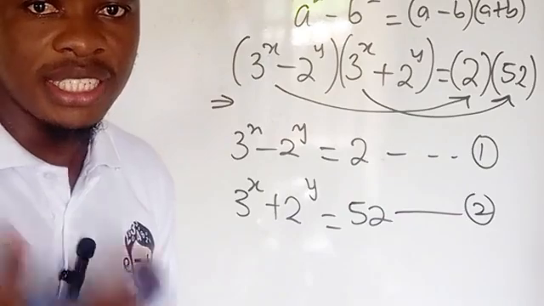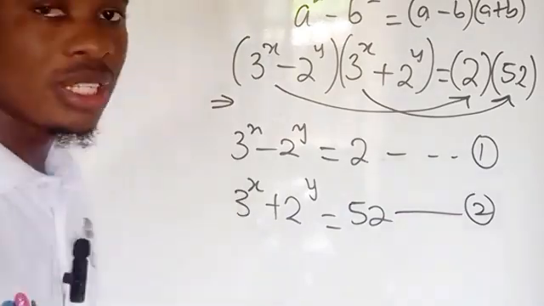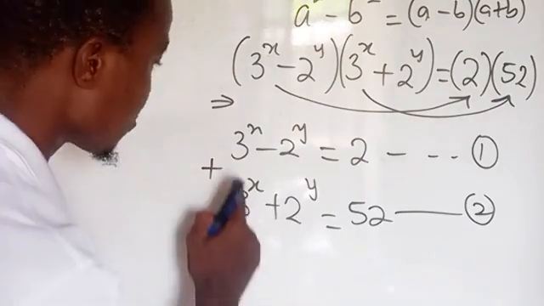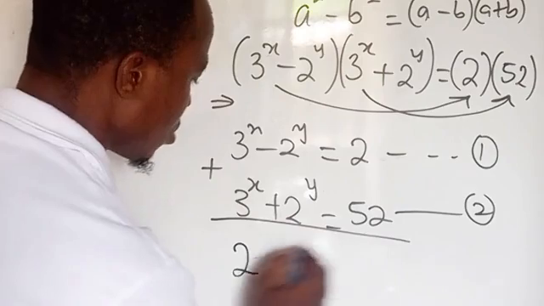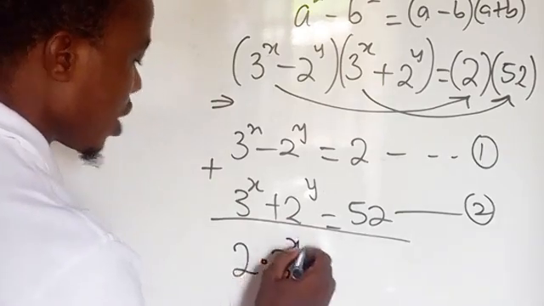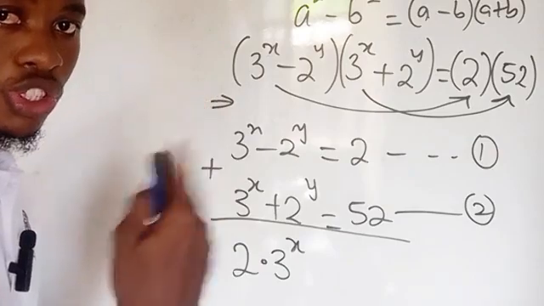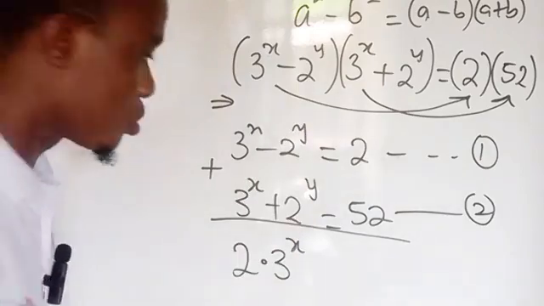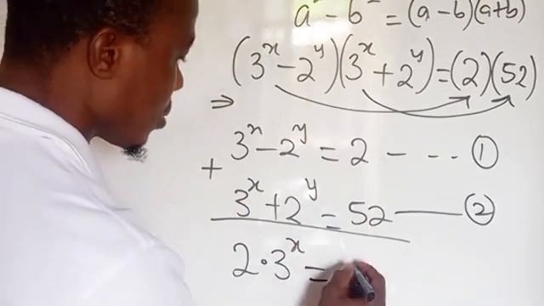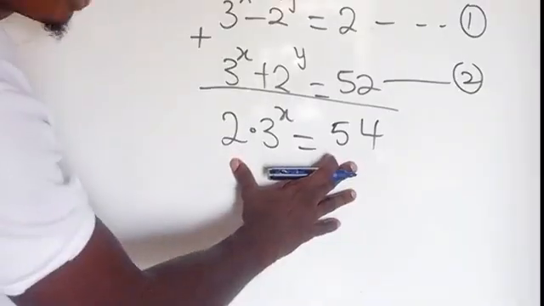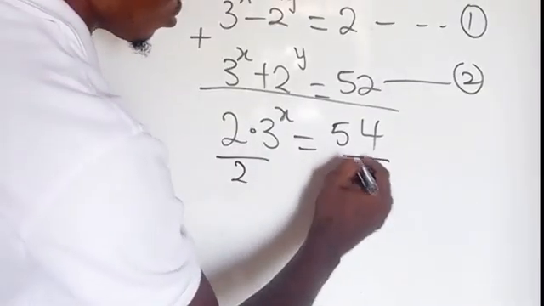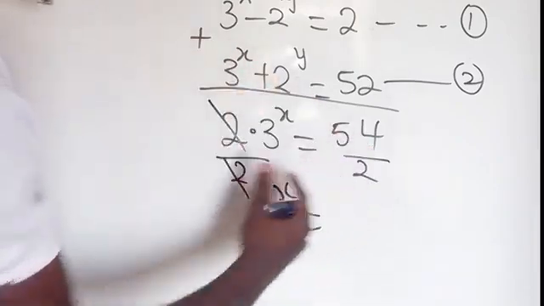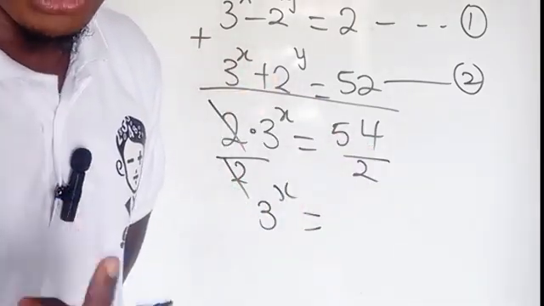All right, so now the next thing we're going to do is solve these simultaneously. By adding these two equations, we're going to have 3 to the power of x plus 3 to the power of x, which is 2 times 3 to the power of x. This and this cancel and become 0, so we have 2 plus 52, which gives us 54. Now we divide both sides by 2, so we cancel this. We have 3 to the power of x equals 54 divided by 2, which is 27.